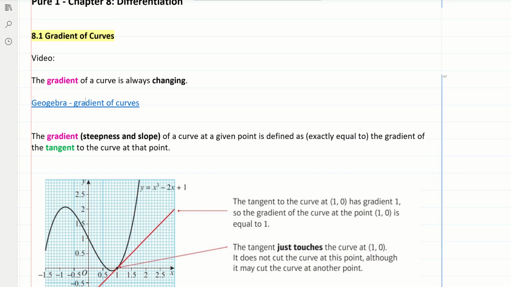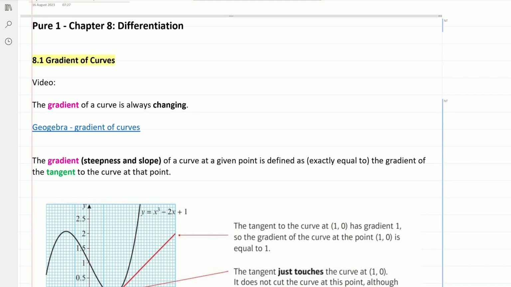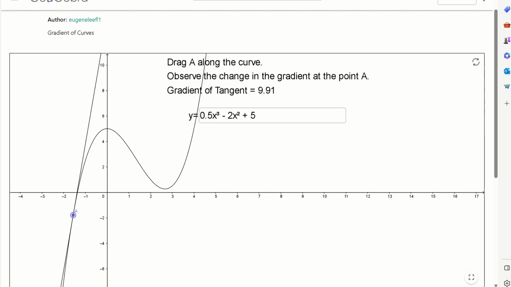So in this video, I'm going to go through Pure 1, Chapter 8, Differentiation, and this is section 8.1. And we're looking at the gradient of curves. Now, the gradient of a curve is always changing, unlike the gradient of a straight line graph, which is constant.